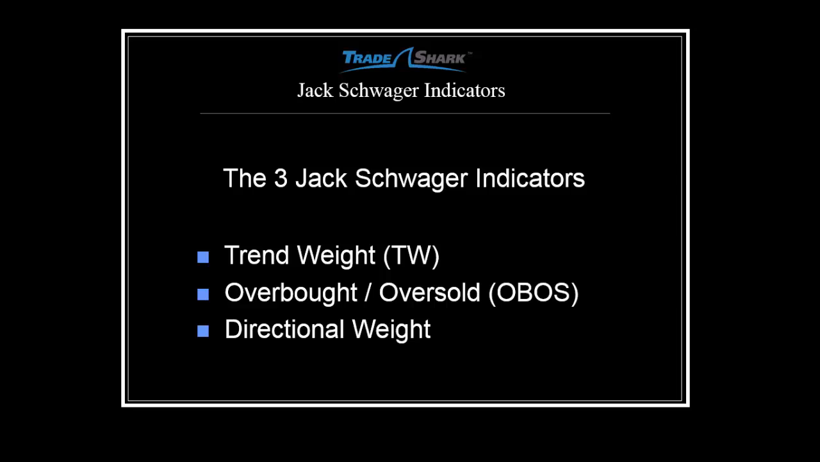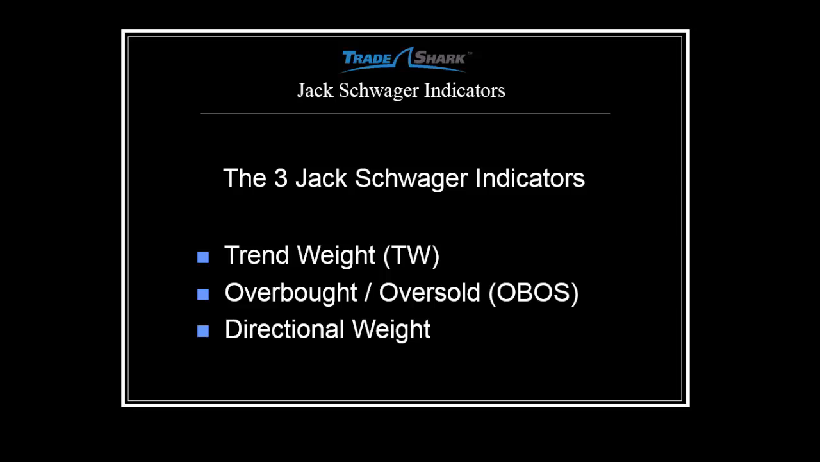And last, we have the directional weight, which combines the trend weight and the overbought oversold by subtracting the overbought oversold from the trend weight. So for example, if the trend weight is equal to 90 and the overbought oversold is equal to 60, then the directional weight would be equal to 30. For each of these indicators, the value varies between a maximum of plus 100 to a minimum of minus 100.